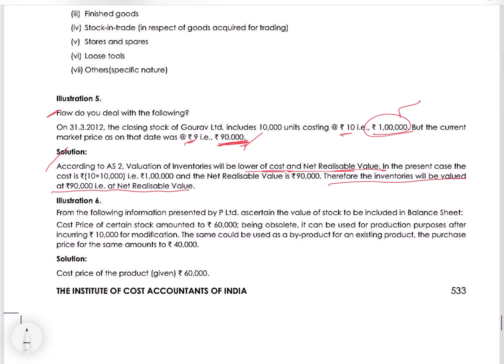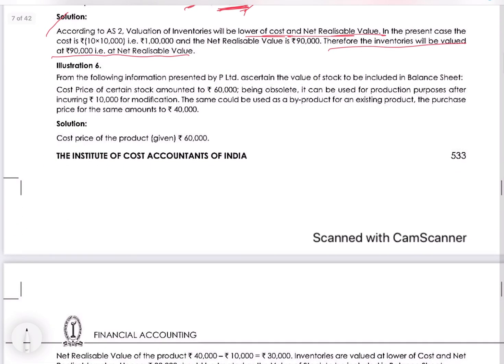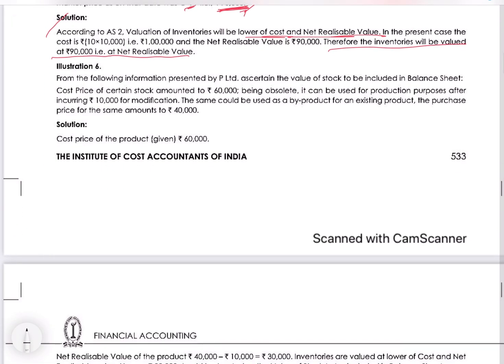Okay. Next, illustration 6. From the following information presented by P Limited, ascertain the value of stock to be included in the balance sheet. Cost price of certain stock amounted to rupees 60,000, being obsolete. It can be used for production purpose after incurring 10,000 for modification. The same could be used as a byproduct for an existing product. The purchase price of the same amounts to 40,000.